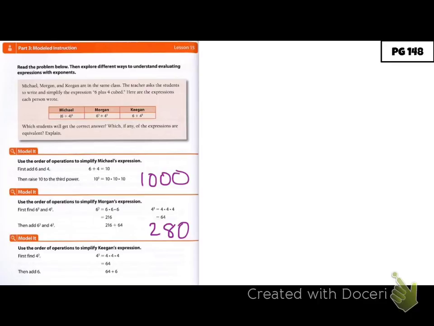Then the last one, we would do our exponent first. 4 cubed is 64, and then we add 6, so 64 plus 6 gives us 70. So now let's answer some questions.